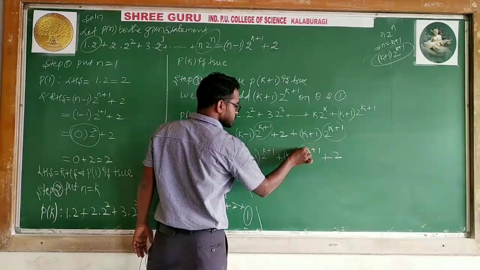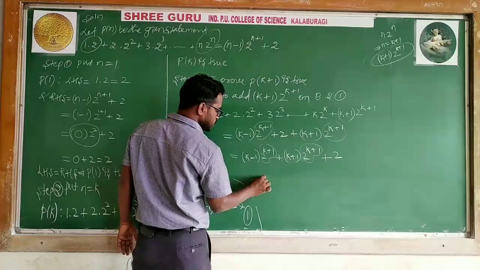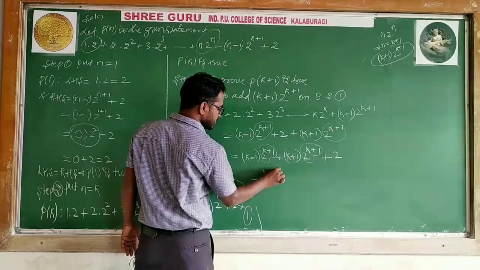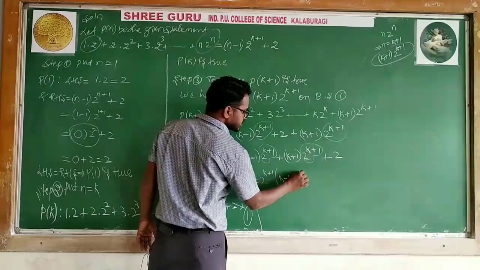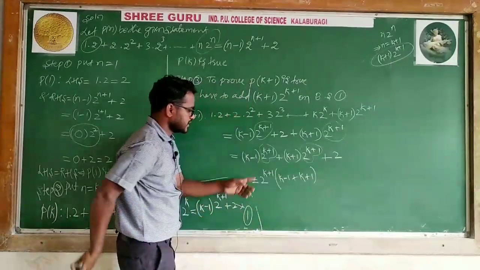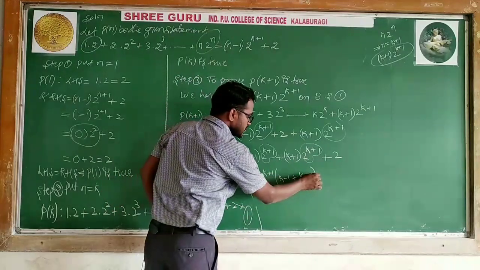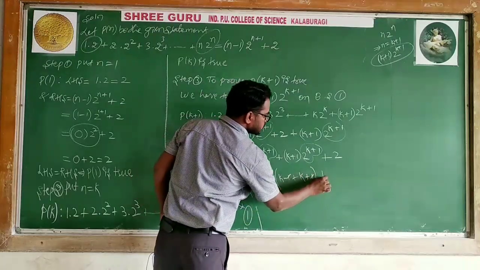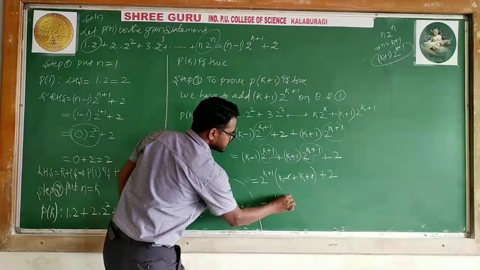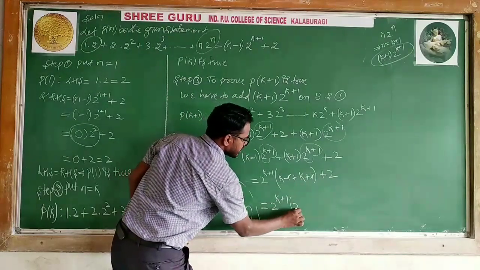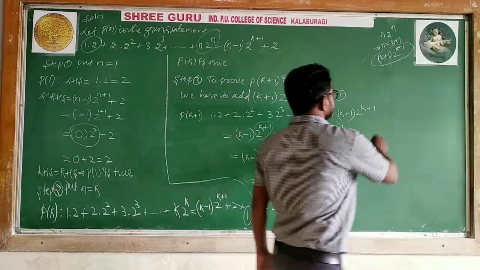What is common here? 2 to the power k plus 1 is common. Yes. 2 to the power k plus 1 is common, so what remains? k minus 1 remains, plus k plus 1 remains. Are you getting it? See, taking 2 to the power k plus 1 common, we have k minus 1, k plus 1. So plus 1 minus 1 cancel. Plus 2 I can keep as it is. And what happened? 2 to the power k plus 1. k plus k in the bracket, we have 2k, plus 2.